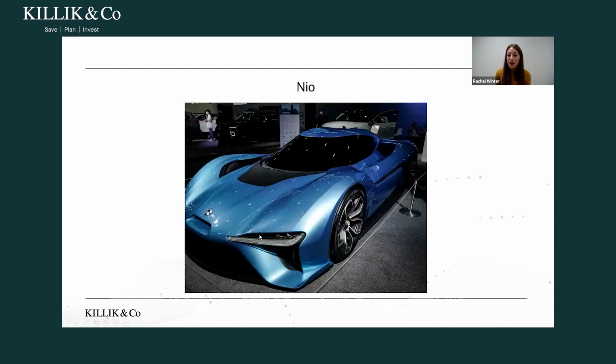The first one is NIO. So a couple of you suggested NIO and a couple of you suggested Tesla as well, but we've gone for NIO. And this is essentially China's answer to Tesla. It's a Chinese company that manufactures electric vehicles, and the reviews of these vehicles so far have been very strong. So NIO is a company that we could potentially put in our virtual portfolio.